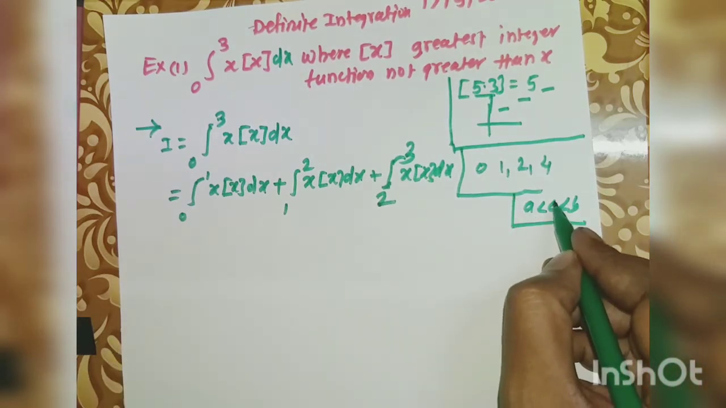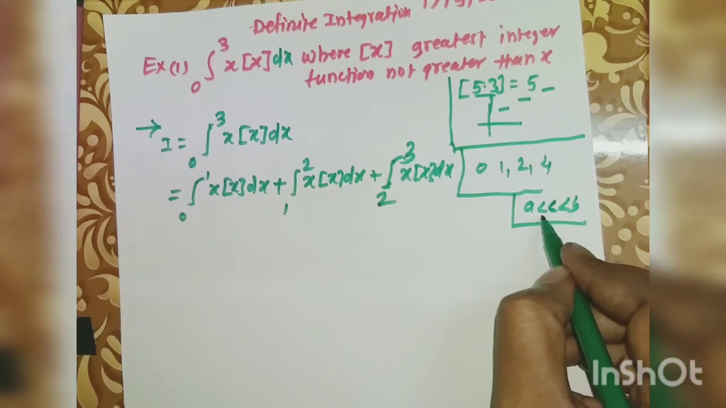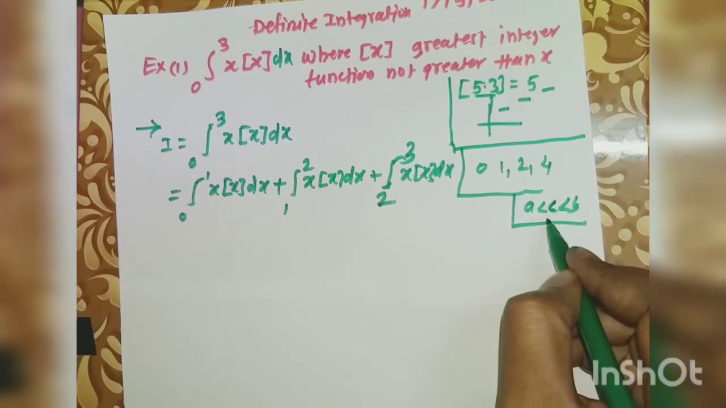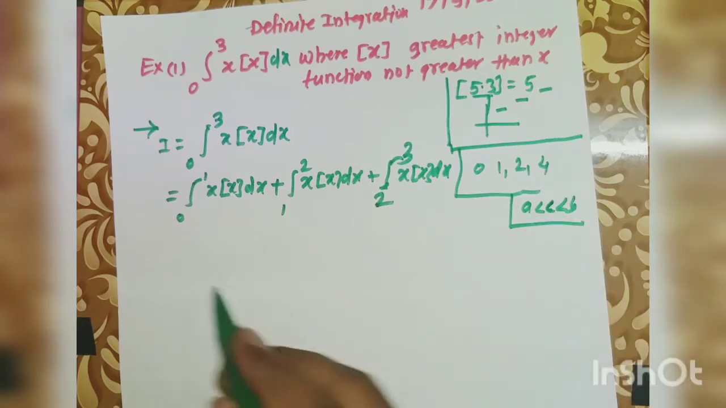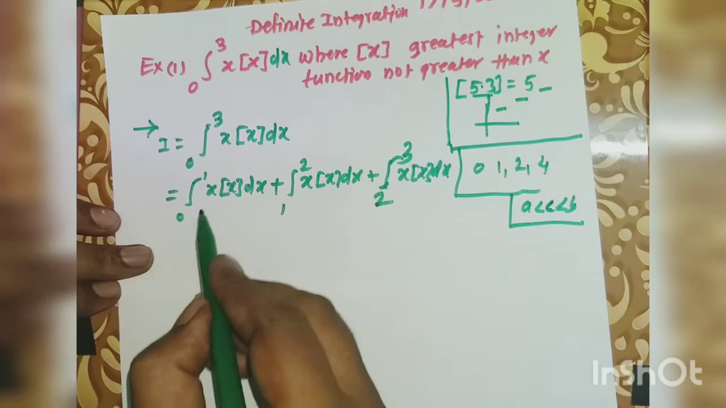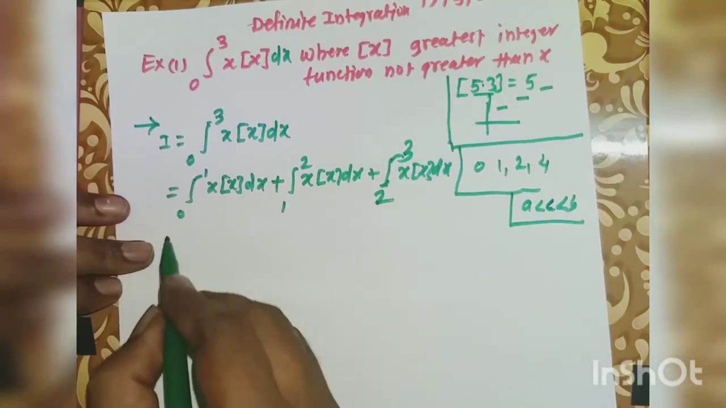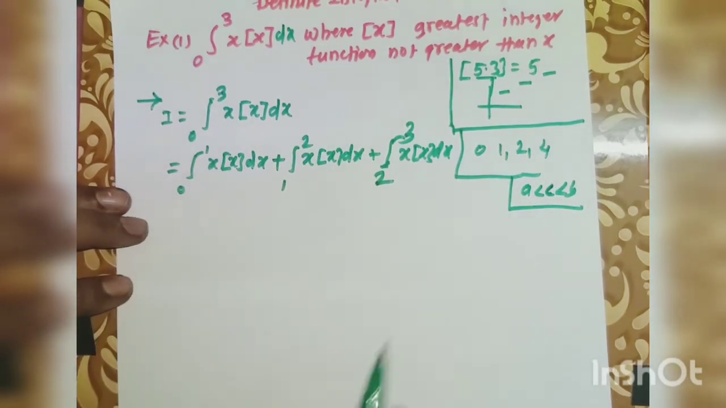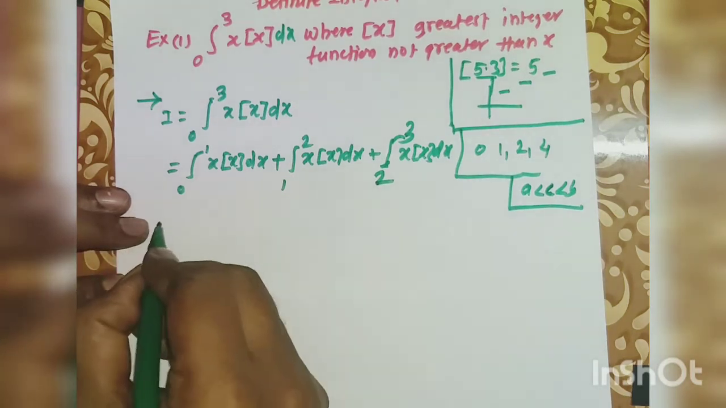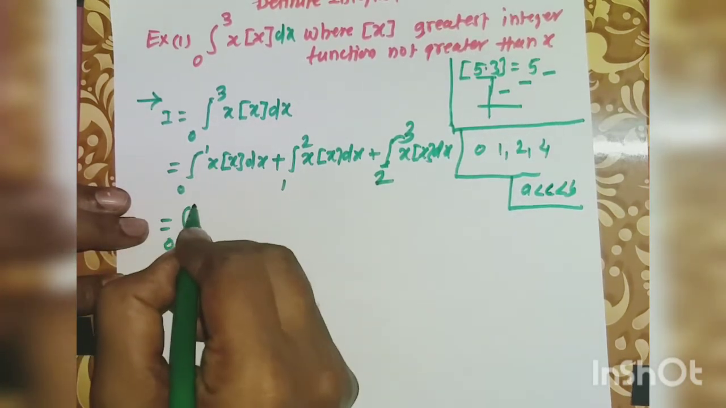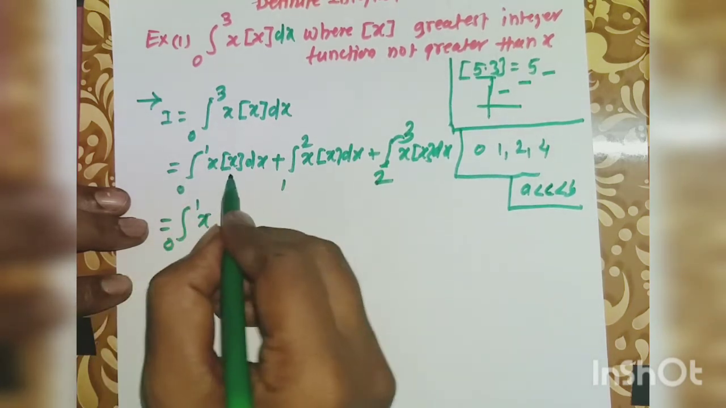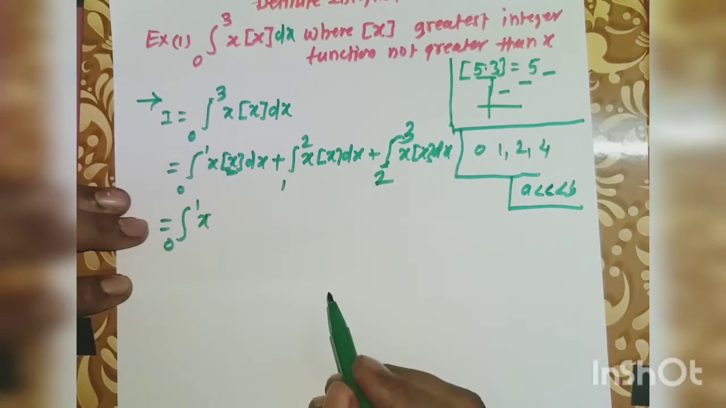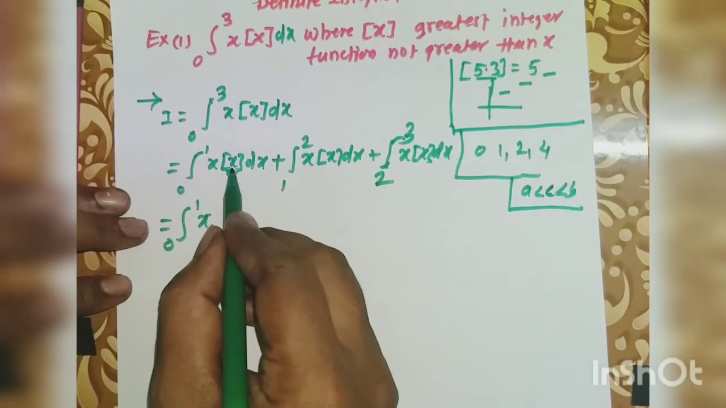Now by using the property, A is less than C is less than B, only one C lies between A and B, but in place of C we take n points, that is C1, C2, C3. Similarly in 0 to 3, 1 and 2 are two integers, therefore we split this integral in this way. Now write the integration of 0 to 1 x. Then what is the value of the greatest integer function from 0 to 1?